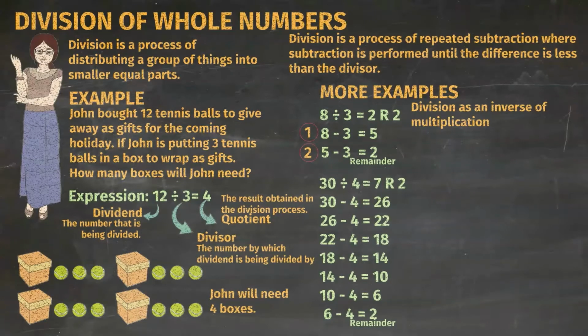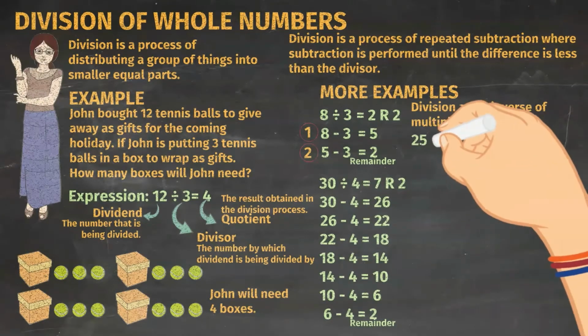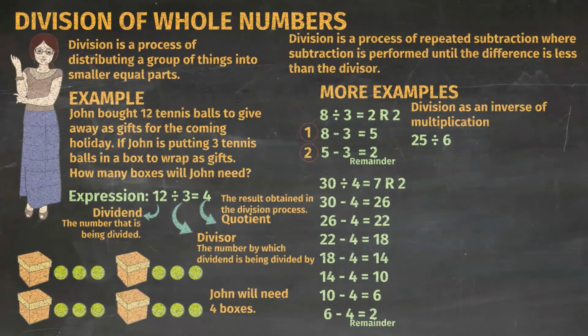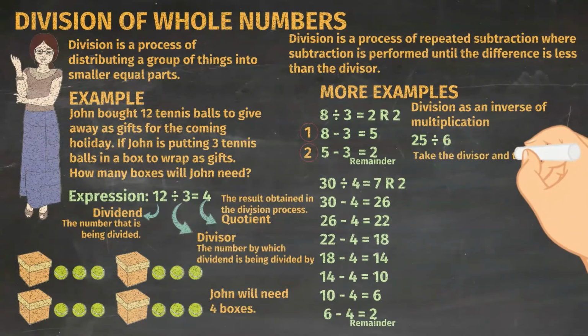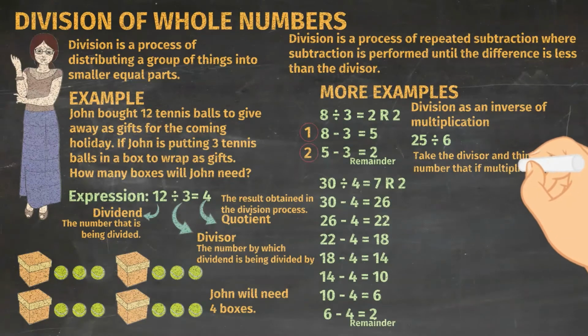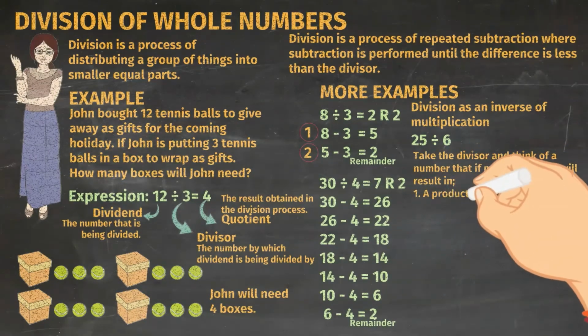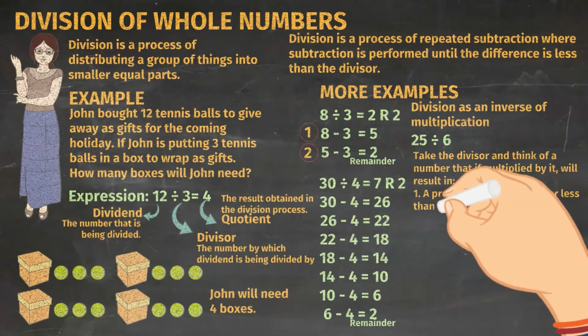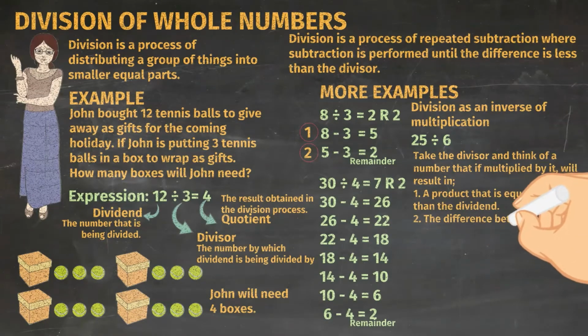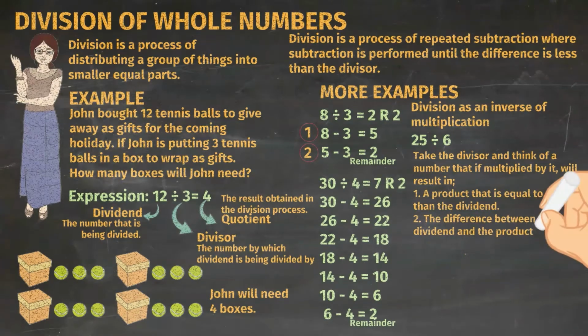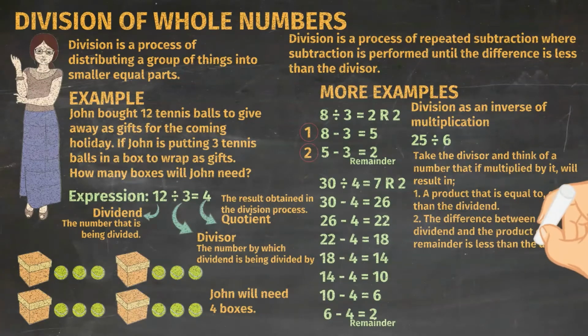Let us have an example. 25 divided by 6. To proceed, take the divisor and think of a number that, if multiplied by it, will result in, 1, a product that is equal to or less than the dividend. 2, the difference between the dividend and the product, or the remainder, is less than the divisor.